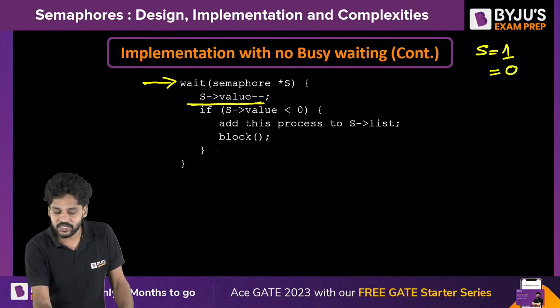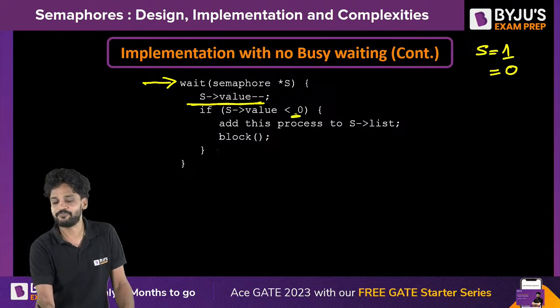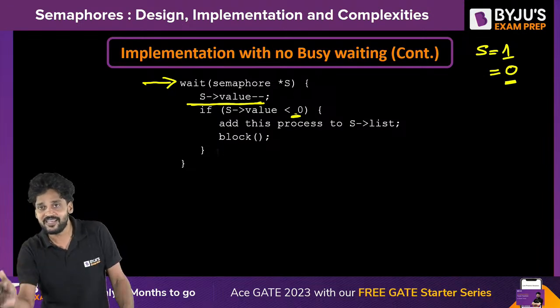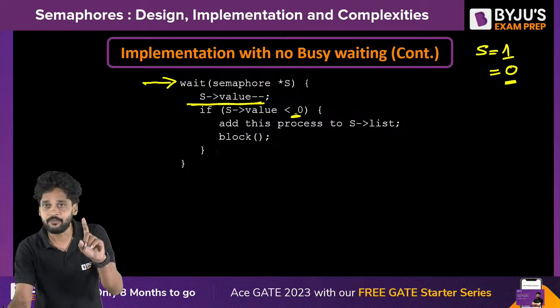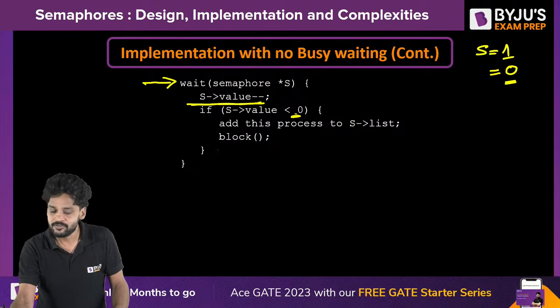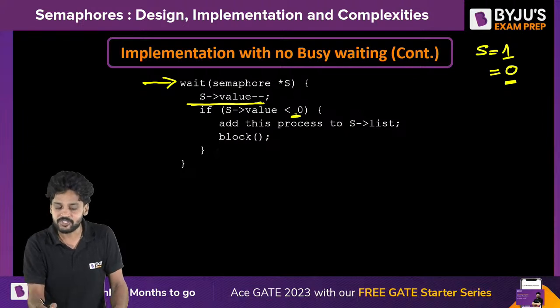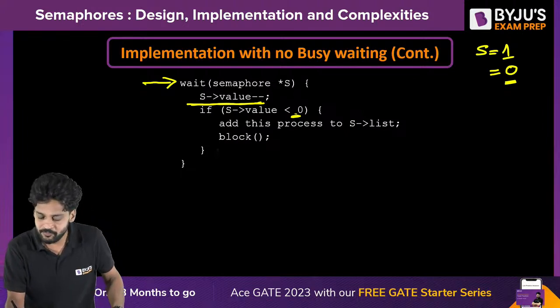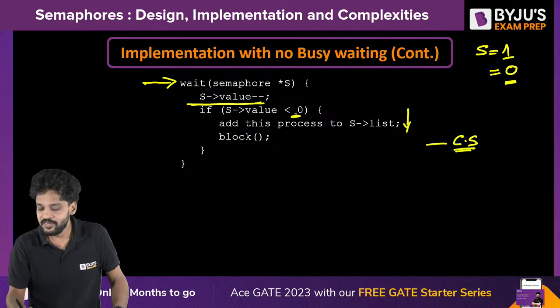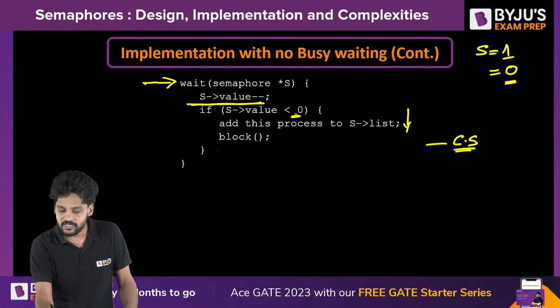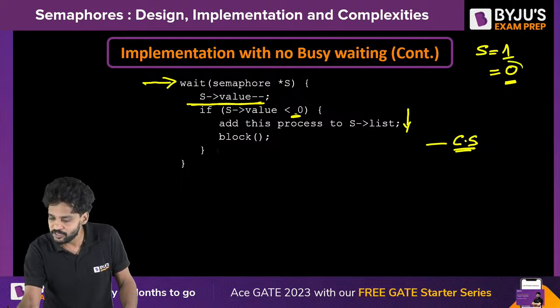Then we are going to check if S value is less than 0. Obviously now it is not less than 0. For the first process, S value cannot be less than 0 since the decrement has been performed initially. Once you perform one decrement, obviously 1 will become 0. So for the first process, S value is not less than 0. It won't enter into executing that statement. Rather, it will go and execute its critical section. Let us say the first process initially performs S value minus minus, decrementing the S value, right after which the value becomes 0.